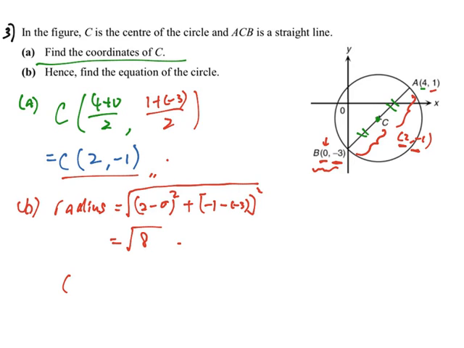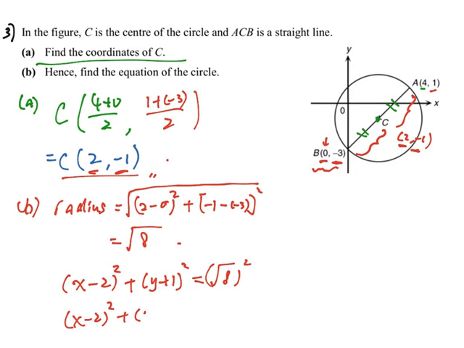So we can use the equation of a circle in center form: x minus 2 squared plus y plus 1 squared equals square root 8 squared. So (x minus 2) squared plus (y plus 1) squared equals 8. It is the equation of the circle.